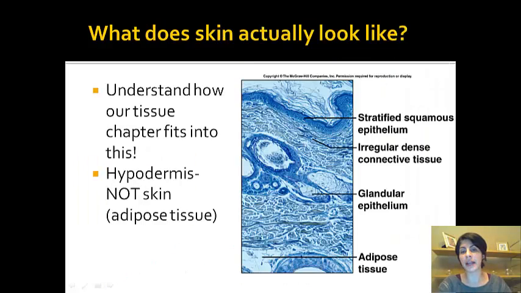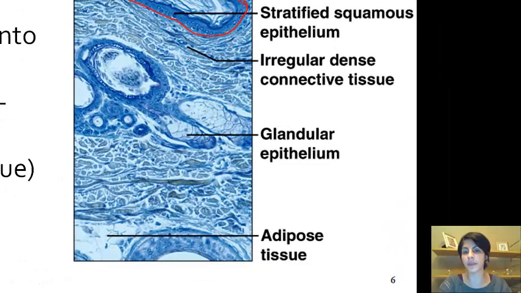So when you're looking at an actual skin picture underneath a slide, very first thing you want to do is notice where the basement membrane would most likely be, because then you can actually tell where the epidermis is and where the rest of the dermal layer is. Remember, the dermal layer is made of mostly connective tissue, a few glands thrown in there, and right underneath is the adipose tissue that defines the end of the skin and the beginning of the hypodermis.